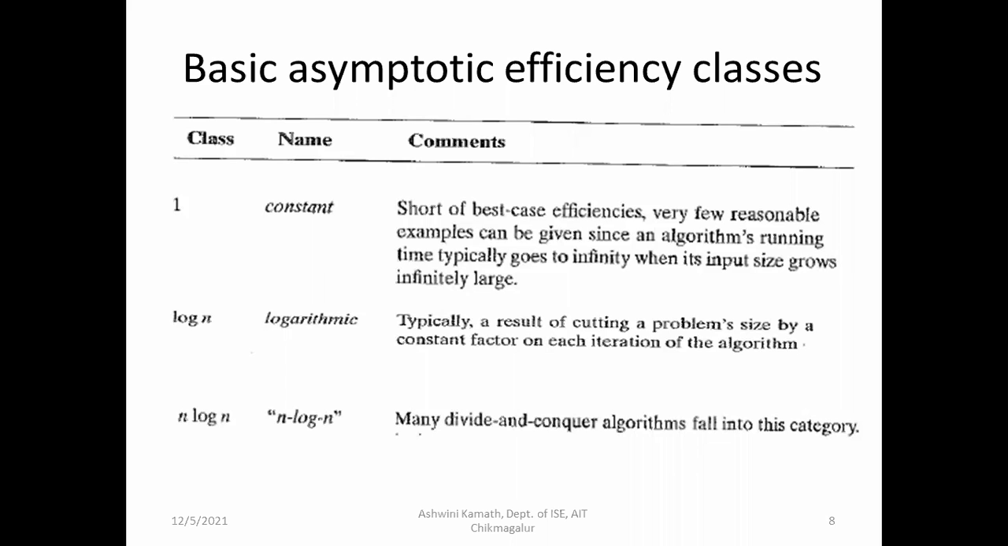Then n log n. The name for this is n log n, n into the logarithmic value. Many divide and conquer algorithms fall into this category. If efficiency is n log n, then it is more than your linear efficiency. N means linear efficiency, so it is a little bit more than that because we have log n. Many divide and conquer algorithms fall into this category, usually merge sort and quick sort. In the average case, we get n log n for that. While discussing merge sort and quick sort, you'll come to know about it.